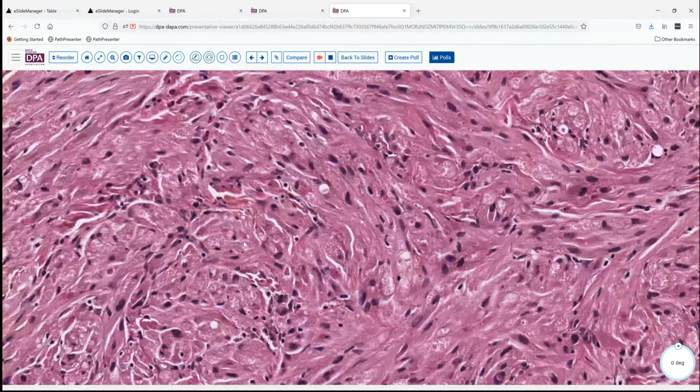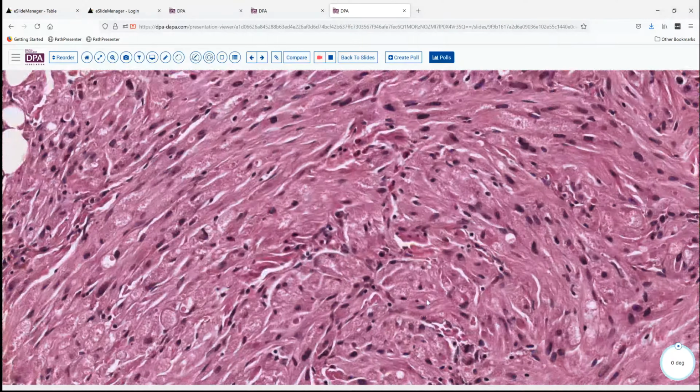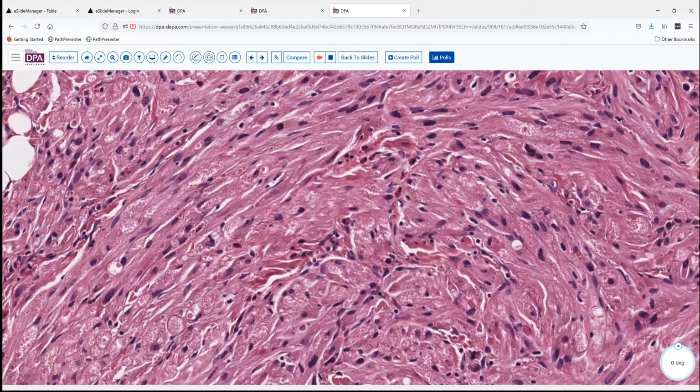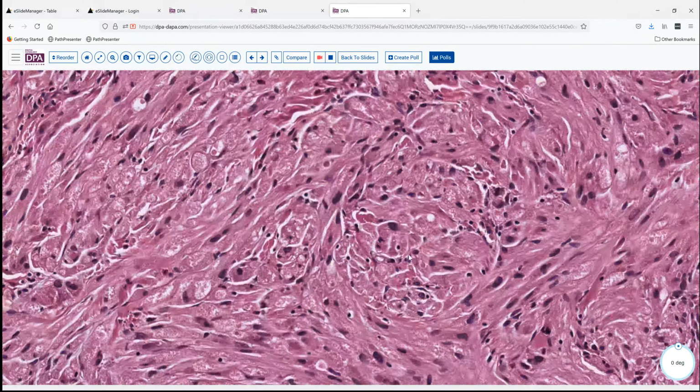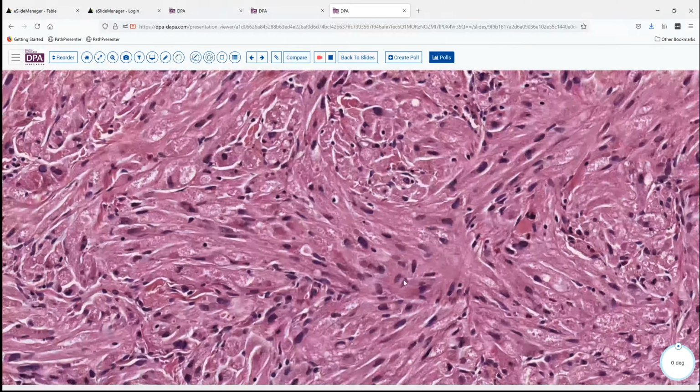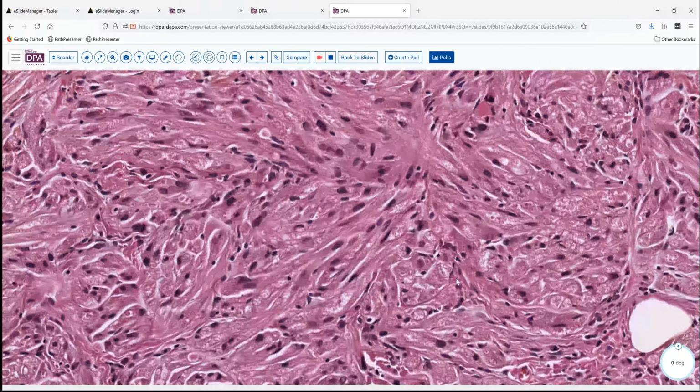And here, as we look at higher magnification, I think we can see that there is a very granular appearing cytoplasm. The nuclei are very bland. So other neural lesions might be in our differential here, but given the history, we would certainly lean towards granular cell tumor with a little bit of spindle cell morphology.